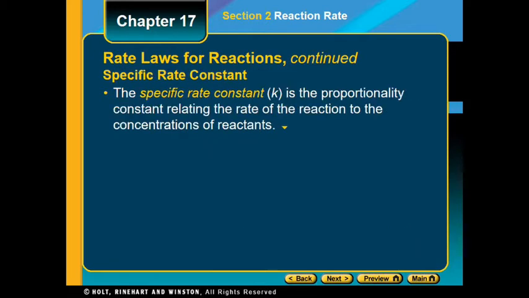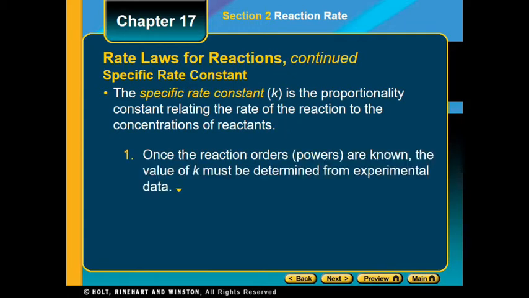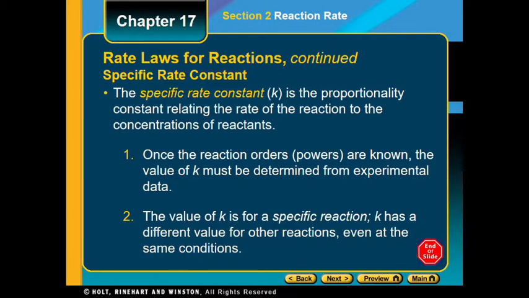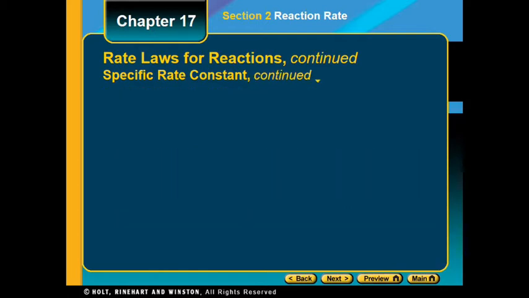So now we're looking at the specific rate constant. That is the K that we introduced. It is the proportionality constant relating the rate of the reaction to the concentration of the reactants. So once your reaction orders are known, the value of K must be determined from experimental data. And this value is for a specific reaction, and it can change for different reactions even under the same conditions.